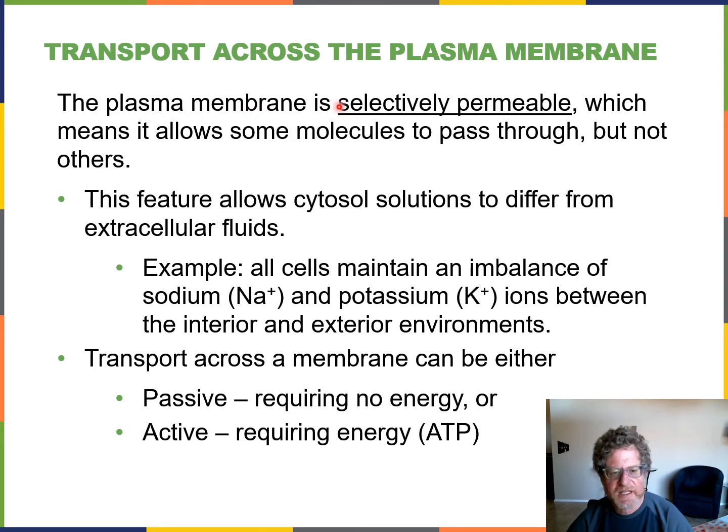We say that the plasma membrane is selectively permeable. So some things cross it and some things don't, and the proteins regulate what crosses and what doesn't cross. When things cross it, sometimes it's just natural passive forces that allow things to cross the membrane, and sometimes there's actually energy expended. So we'll talk about passive and active transport across the plasma membrane.